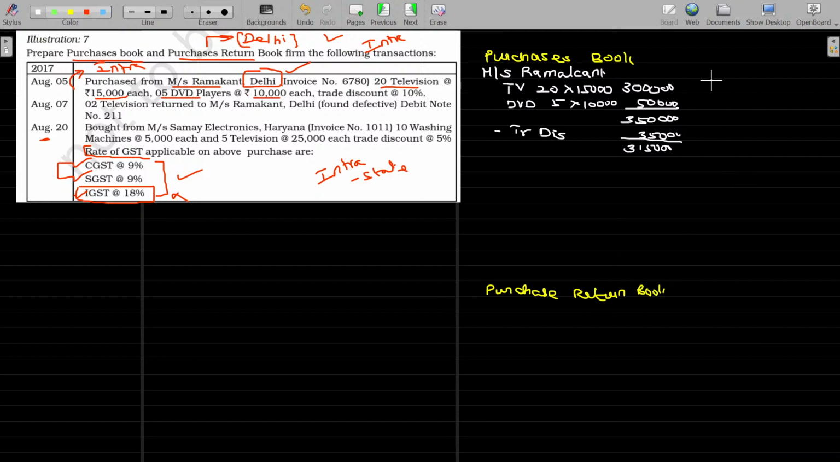Now 3,15,000 will be the value. Find out the CGST and SGST.